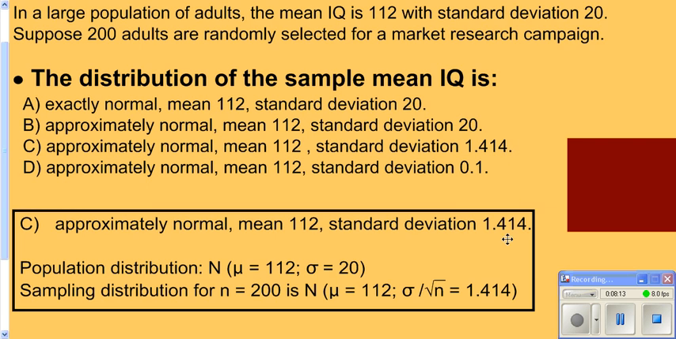How do we get that? Well, remember that it's sigma over the square root of n when you're dealing with a sample. So you're going to take your sigma, which is 20, divided by the square root of n. N is your sample size of 200. And 20 divided by the square root of 200 is 1.414.